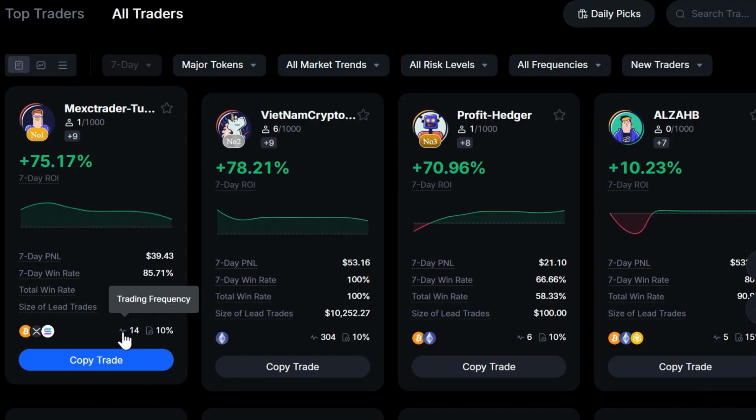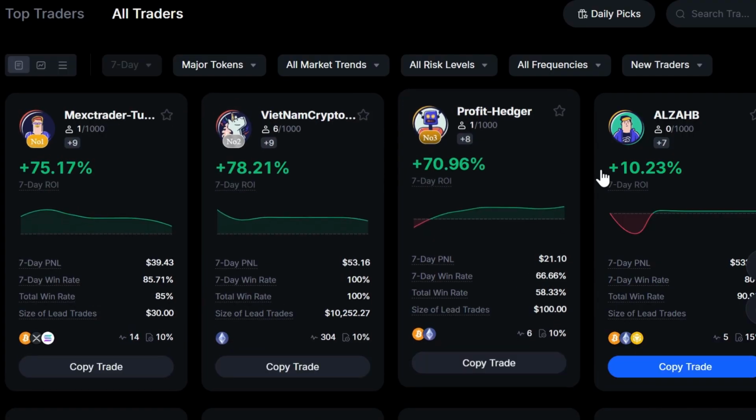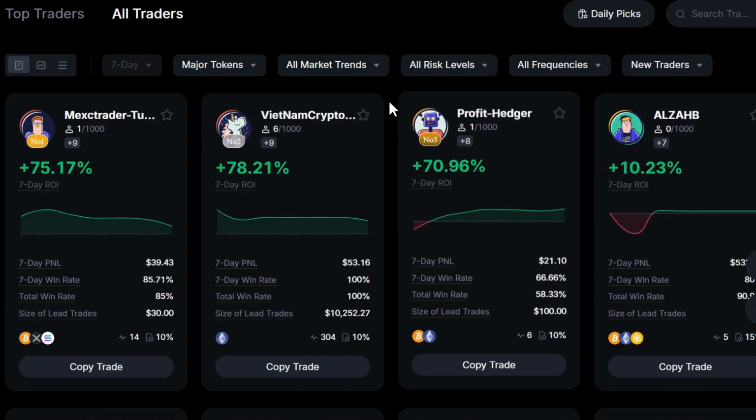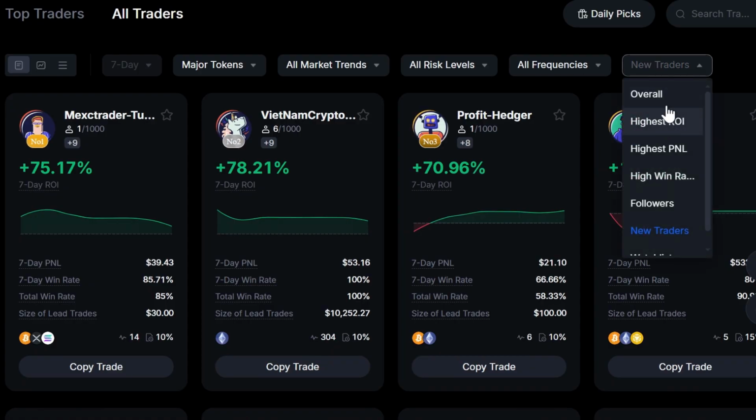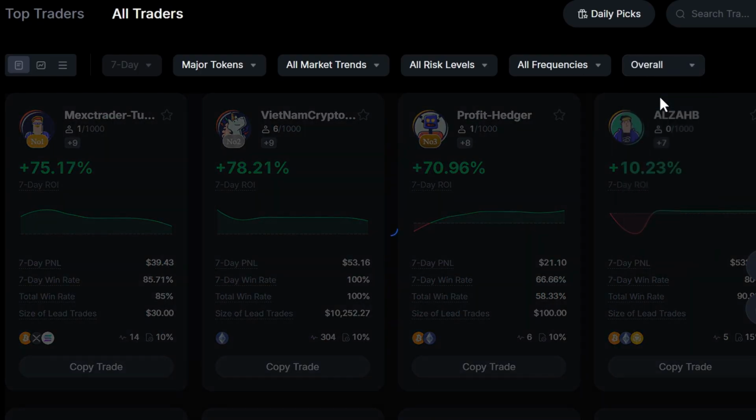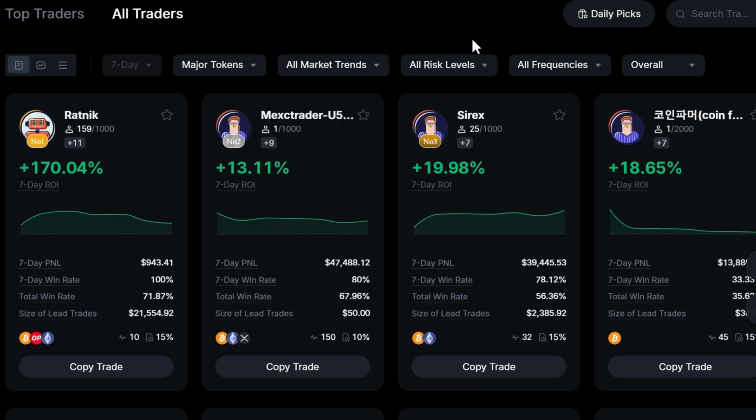Copy trading is a great way to get into crypto without being a chart expert, but this is definitely not passive income. You need to monitor your traders, manage your risks, and never invest more than you can afford to lose.